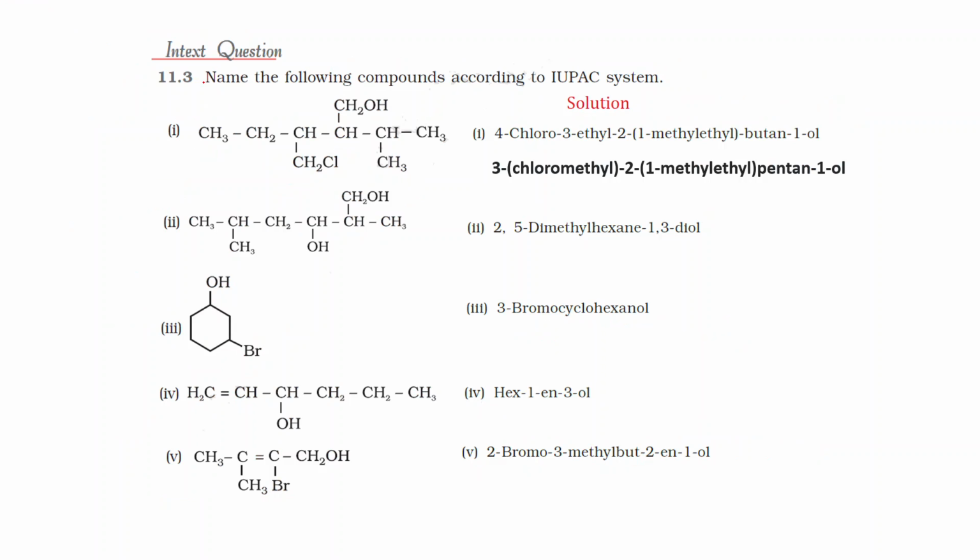Now let us see one more question. Name the following compounds according to IUPAC system. Just try to find out. Functional group is, this is OH. And no other functional group is there. That's why we have to give numbering. Now in different ways you can give the numbering. This is 1, this is 2, this is 3, this is 4, and this is 5.